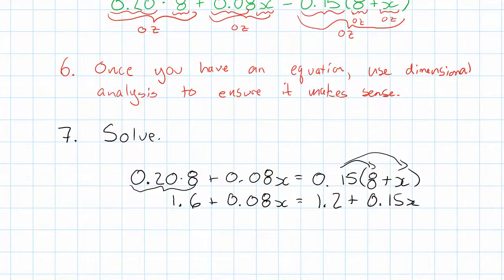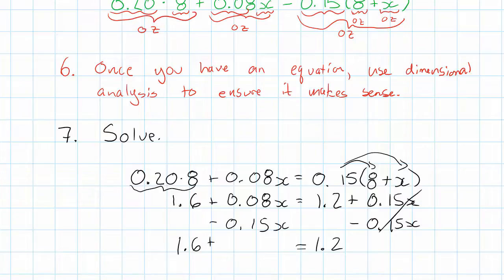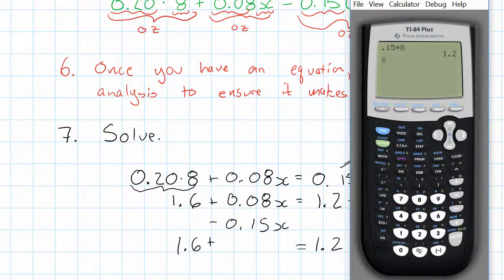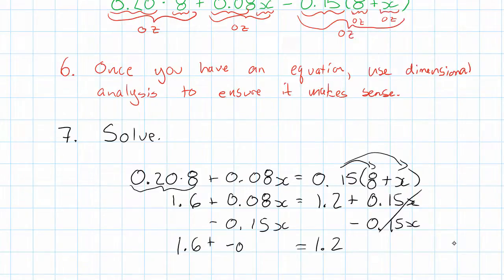Okay. Now I notice I have x's on both sides. I want to get rid of the x's on one side. I'm just going to get rid of them on the right. I get to choose. I'm going to choose that one. So these terms cancel out. And 0.08 minus 0.15 is negative 0.07.